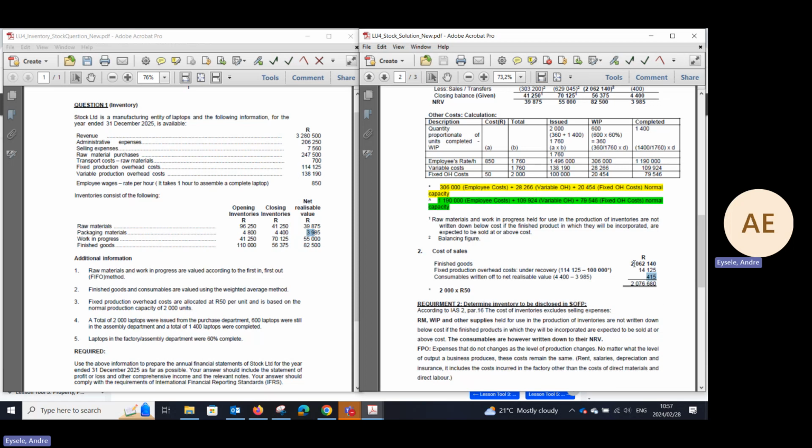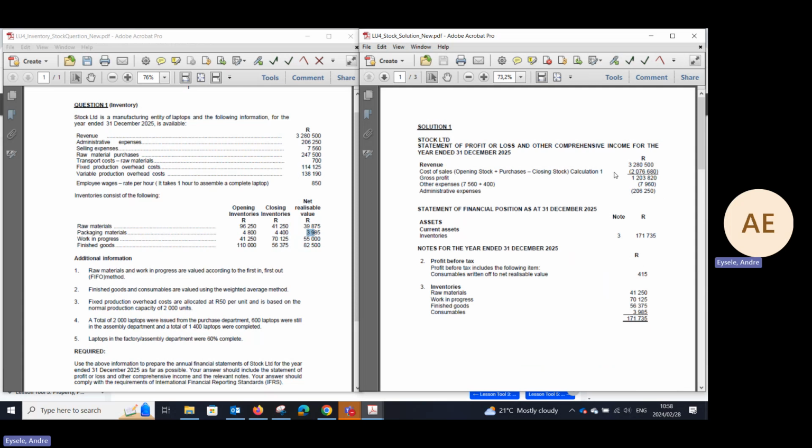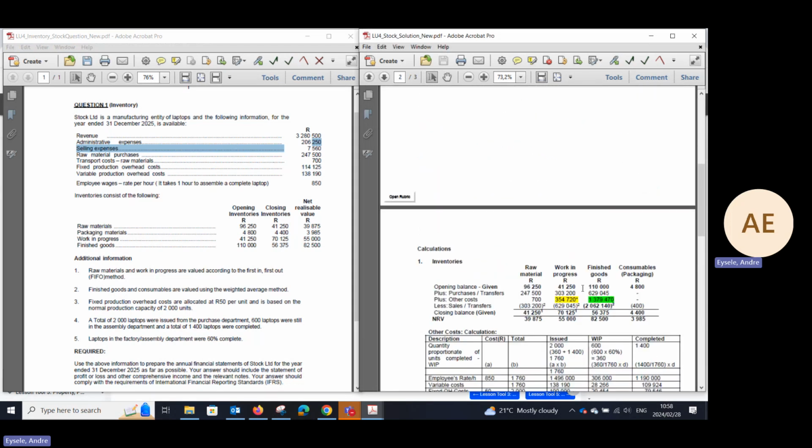Now let's take this figure. As you can see, the cost of sales figure is 2076680, and that, ladies and gentlemen, we can fill it in there as your cost of sales figure. Okay, what is the gross profit? Well, it's the revenue minus the cost of sales, and then other expenses consist of your selling expenses, 7560, plus the 400 of the items that was taken down to your closing stock.